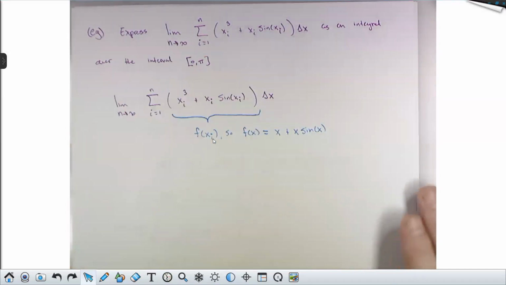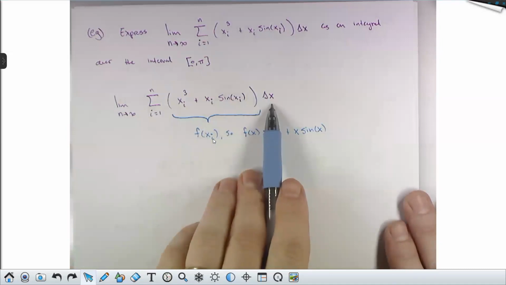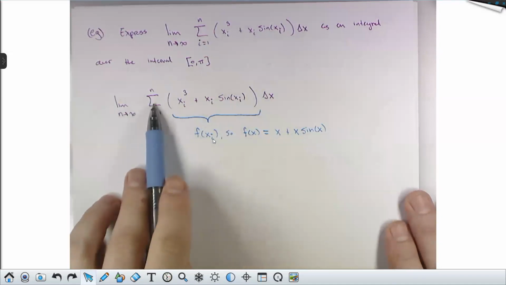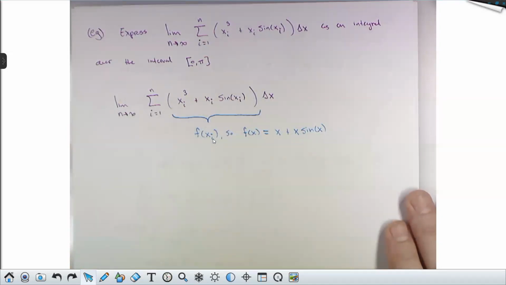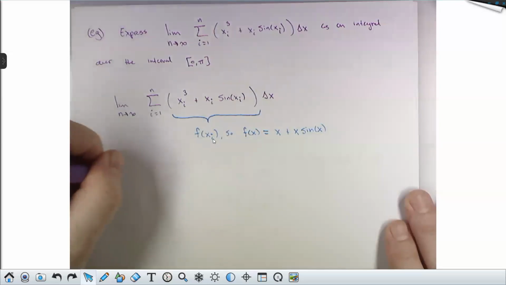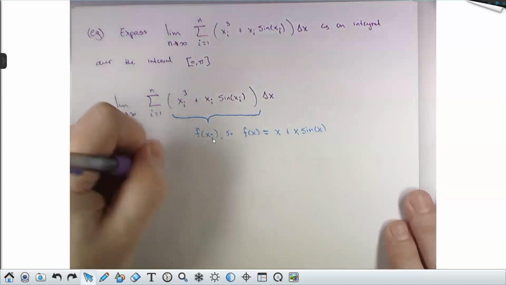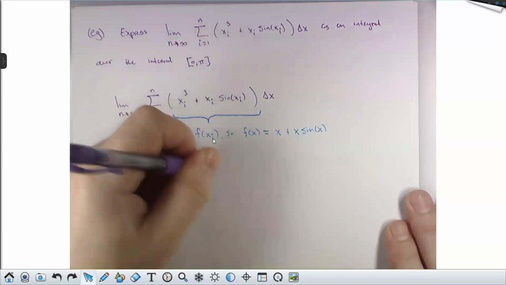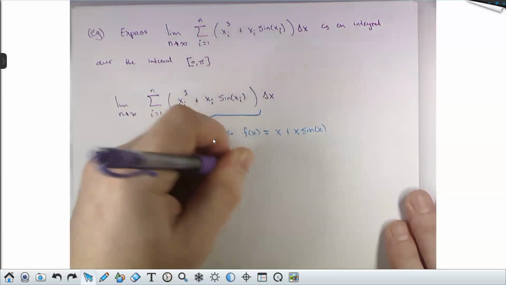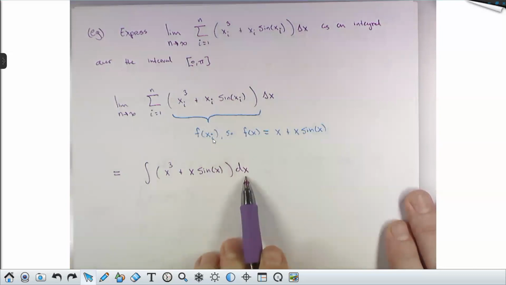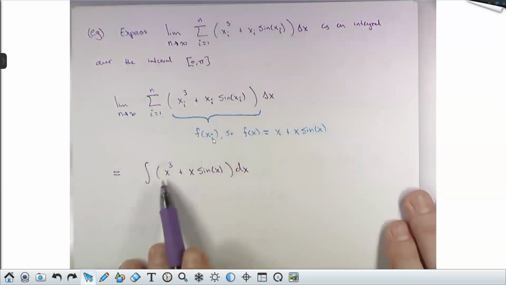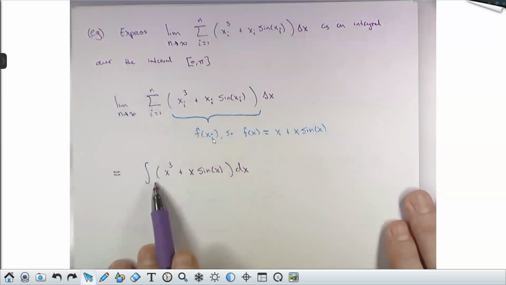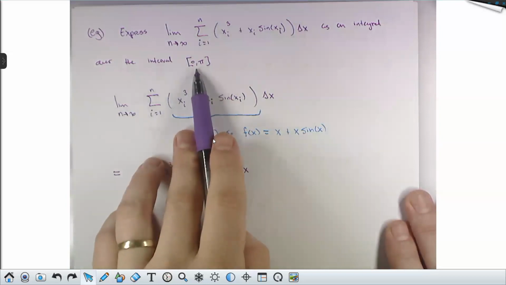And then all the other pieces match up. The delta x matches up with the dx in the integral. The limit and the sigma together turn into the integral symbol. So this is equal to the integral of x cubed plus x sine x dx. So the delta x becomes a dx, f of xi becomes good old f of x, and all of this stuff becomes the integral. And they were kind enough to tell us that we're working from 0 to pi.